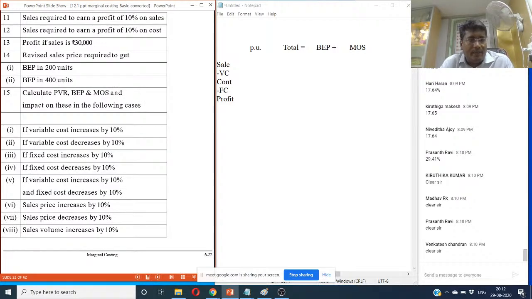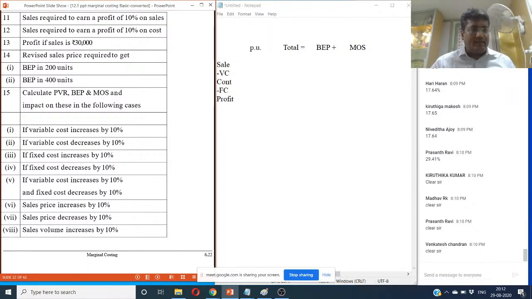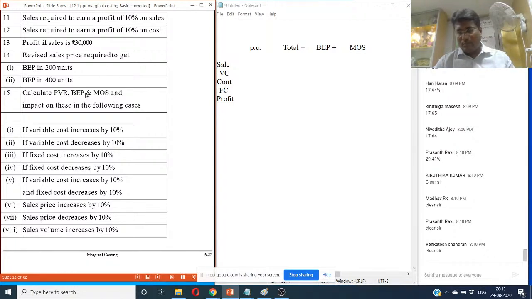So I have to explain the difference between sales price change and sales volume change. Once you understand this, the topic is over. Sales price change is not equivalent to the sales volume change. Clear? You have to understand that sales price change is different than the sales volume change. Shall we discuss that now?